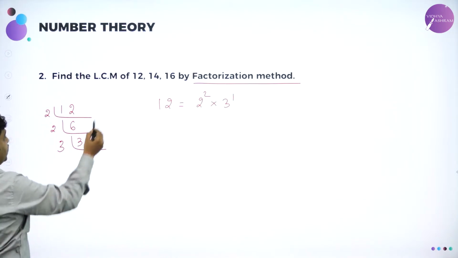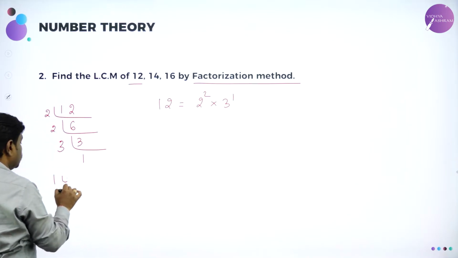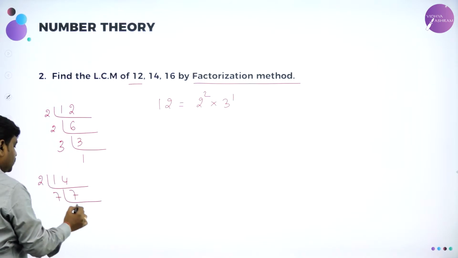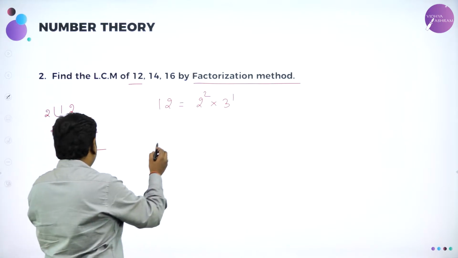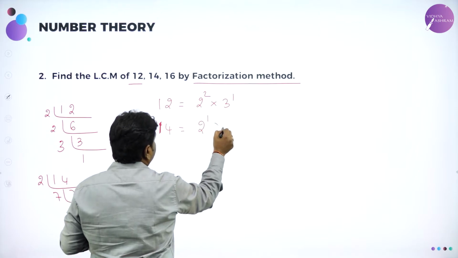Then you take the second number. First number is done. What is the second number? 14. Do prime factorization. 2 7s are 14, 7 1s are 7, that's it. So now I can write 14 as 2 power 1 into 7 power 1.